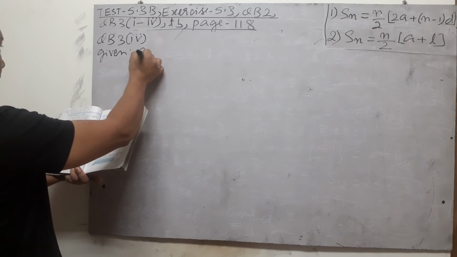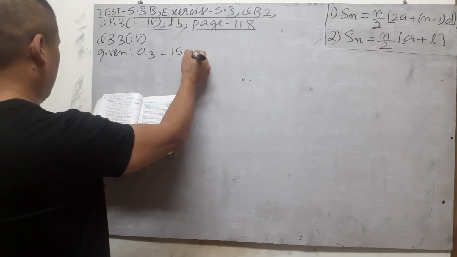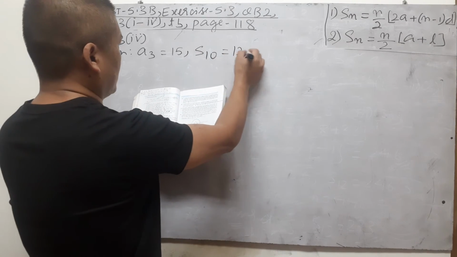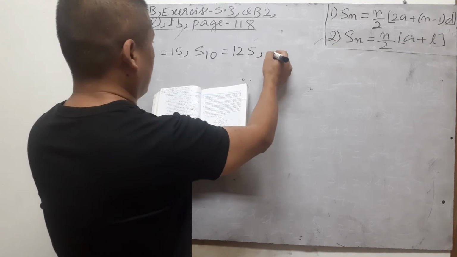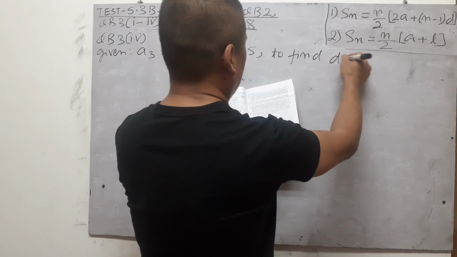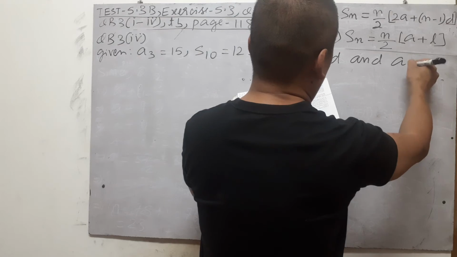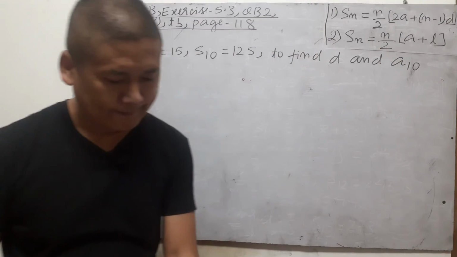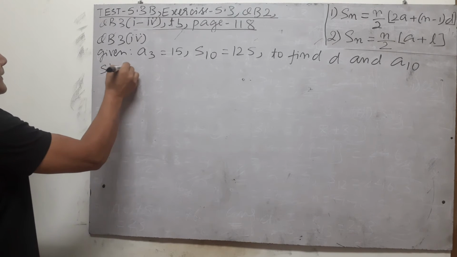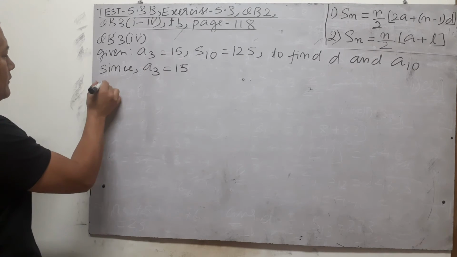A3, the third term value, is given as 15. Sum of 10 terms, S10, is given as 125. We have to find D, and then the 10th term value A10. So let us think a little bit here. Since we know that the third term value A3 is given, let us take advantage of that.